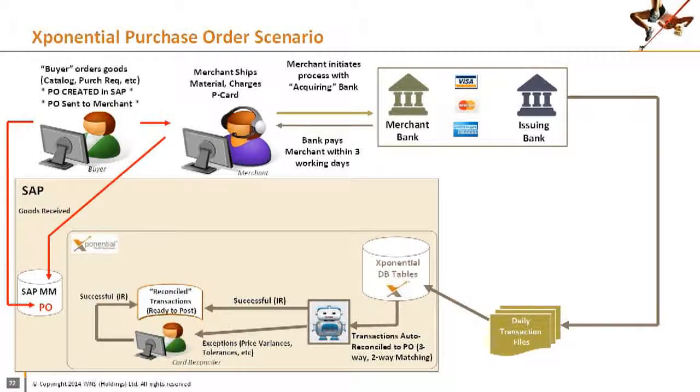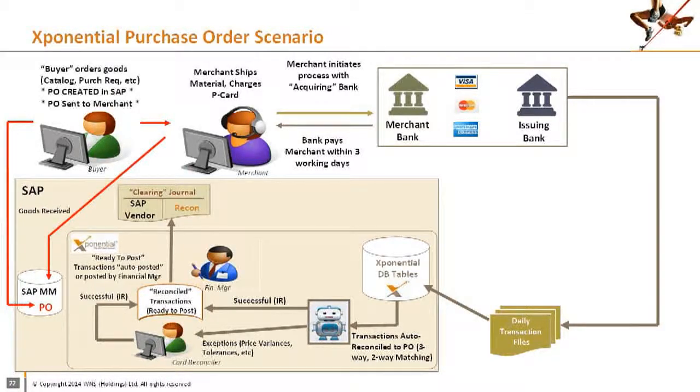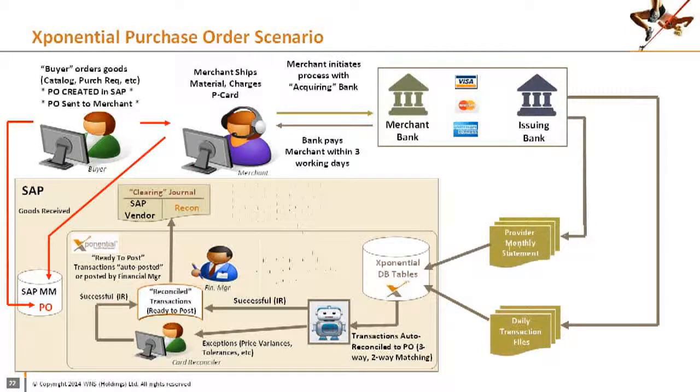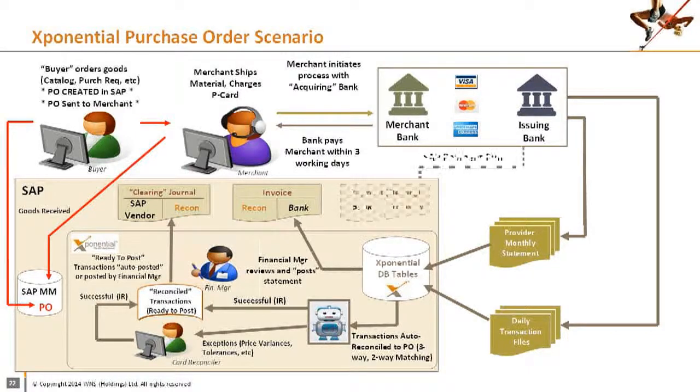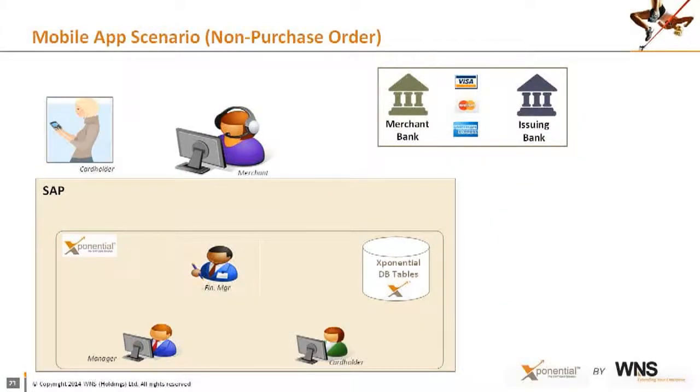Once the transaction gets into its ready-to-post state, those transactions will be auto-posted or manually posted by a financial manager. The resulting journal entry in this case would be a clearing document, which relieves the liability off of the vendor account that's on the PO, and a credit to the reconciliation account. And then at the end of the month, we bring in the monthly statements, and that process remains the same as far as the monthly statement review, reconciliation and posting. So that's the purchase order scenario.